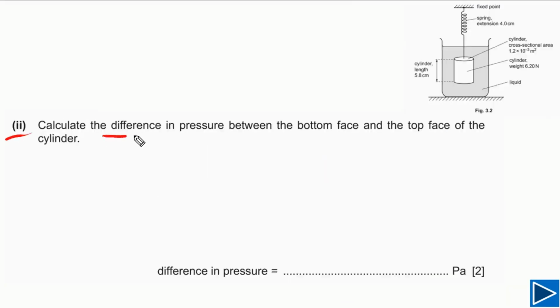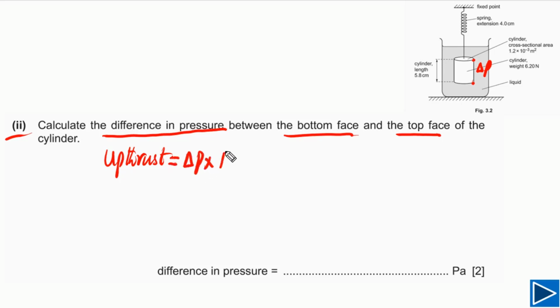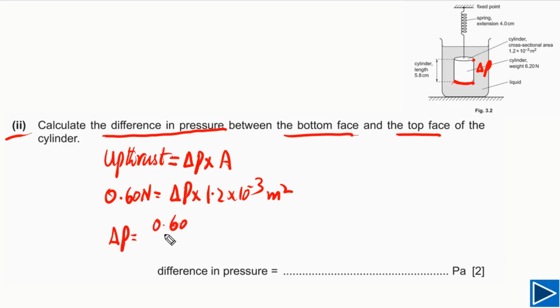For the second part, we need to calculate the difference in pressure between the bottom face and the top face. Between this face and this face, we need to find the value of delta P. We have already calculated upthrust, and upthrust is equal to delta P times the cross-sectional area of this cylinder. Upthrust is 0.60 newtons, and the cross-sectional area is given, 1.2 times 10 to the negative 3 meter squared. If we divide upthrust by cross-sectional area, we find delta P. In this case, delta P is equal to 500 pascals. So this is our answer.